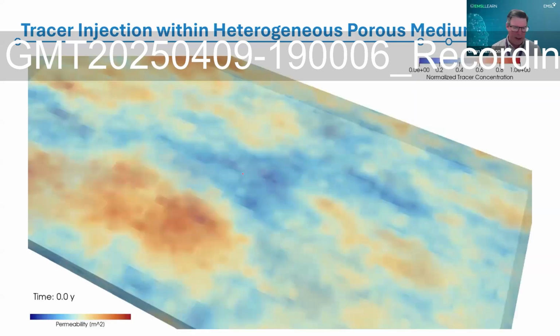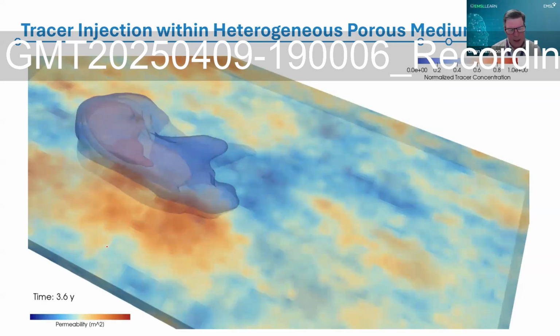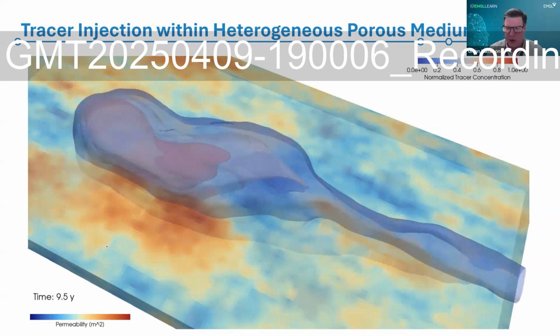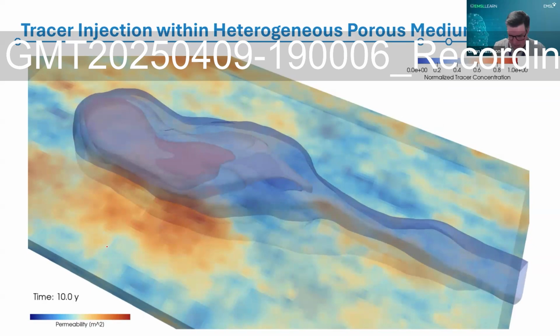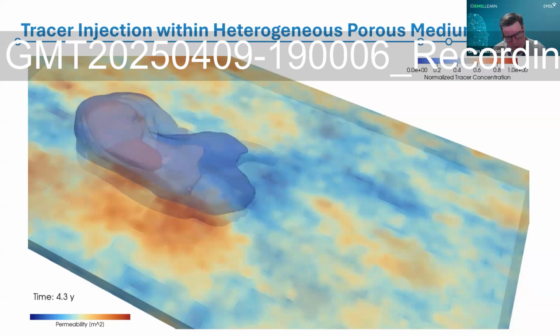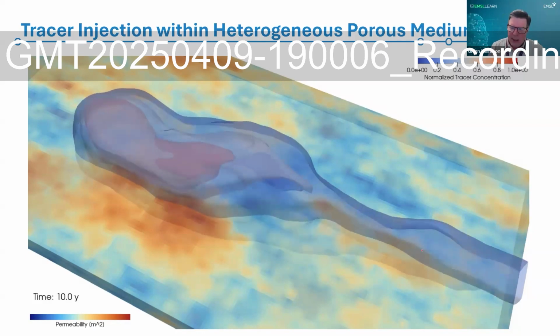And so what you see right now is the heterogeneous permeability field. As I start the movie, you'll see the tracer flow in right here and then flow down gradient. These isosurfaces are at 0.1, 0.5, and 0.9 tracer concentration. This is normalized tracer concentration. So let me start that over again. So you can see it flowing through a tortuous path due to the heterogeneous permeability, flowing out down the plane. So there we have solute transport combined with flow.